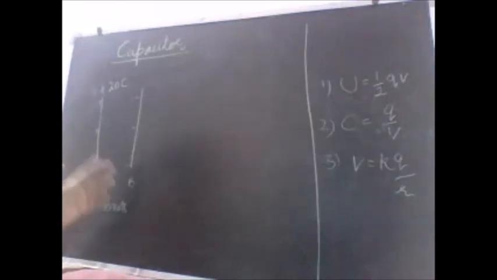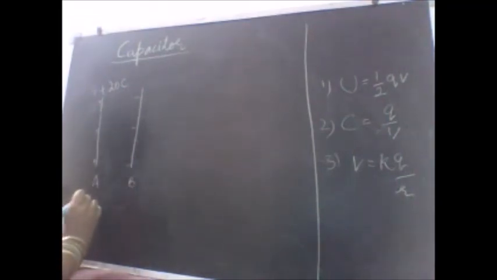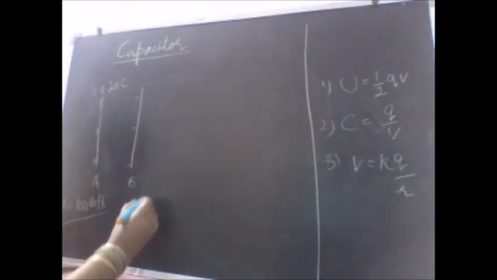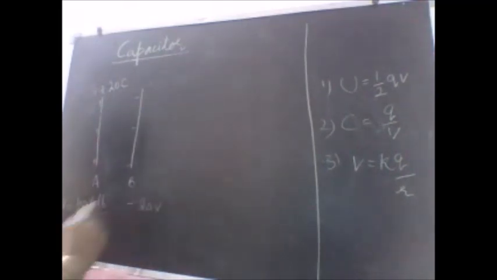So let us try the same practice again. The potential of plate A we are keeping at 100 volt. Let me write it here, 100 volt. What will happen to plate B? Plate B has just a negative charge. So this is going to offer a negative potential, and assuming that the negative potential offered is minus 20 volt.